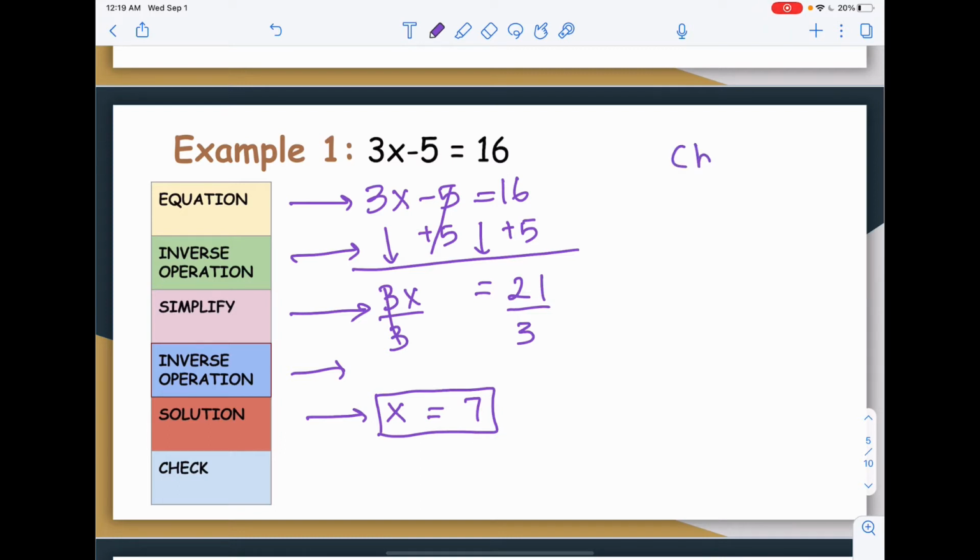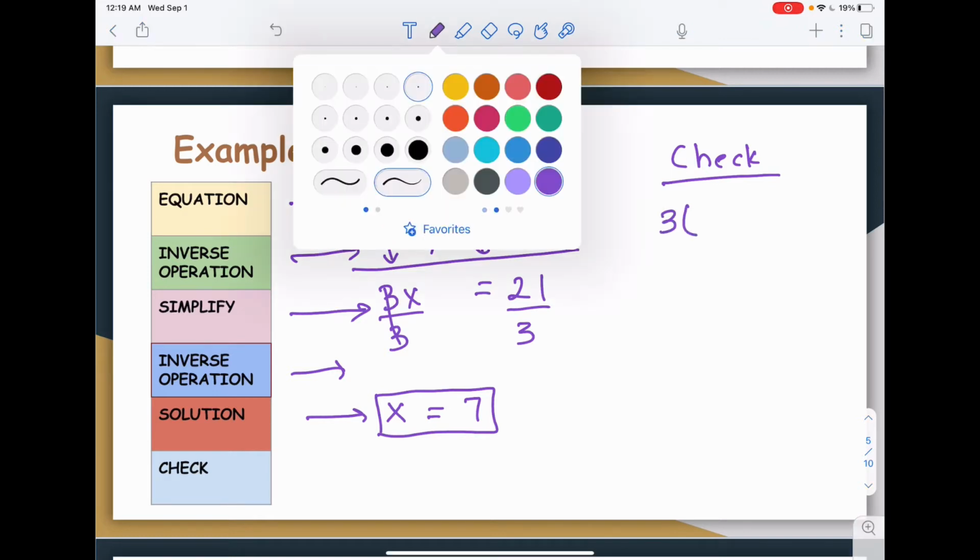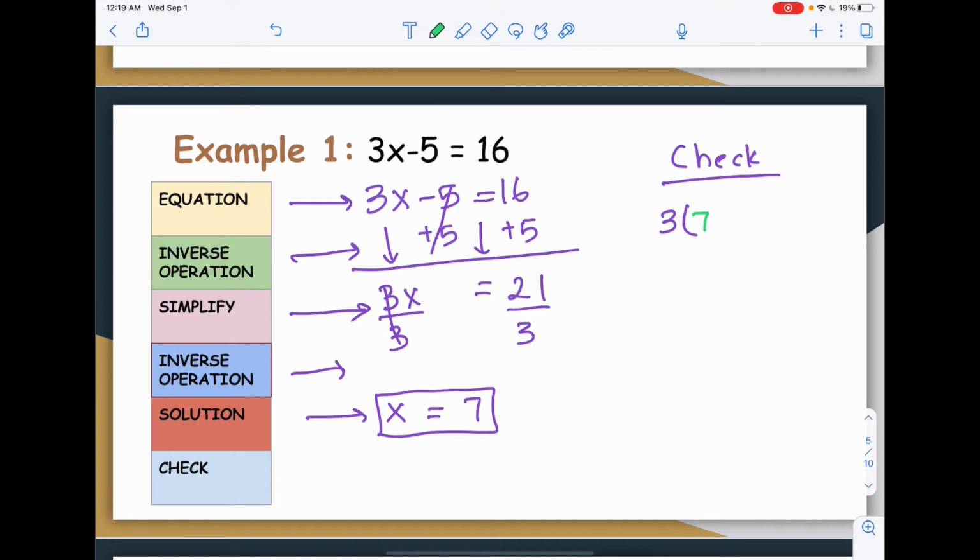Let's see if it is the right solution. The last step is check. We are going to substitute 7 for x in the original equation and see if we have both sides of the equation equal 16. Let's use another color to show substitution. -5.